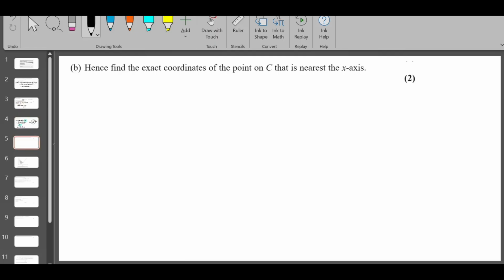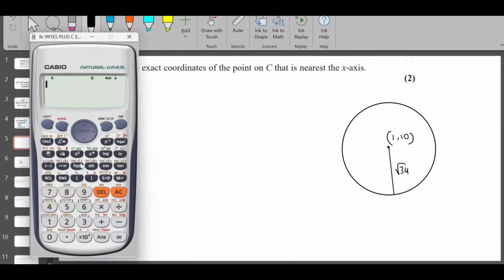Let's look at part B. Hence find the exact coordinates of the point on C that is nearest the x-axis. Okay, I'm going to draw the circle first. The center is at (1, 10). The radius is the square root of 34. So let's find the value of the square root of 34. It's 5 point something.